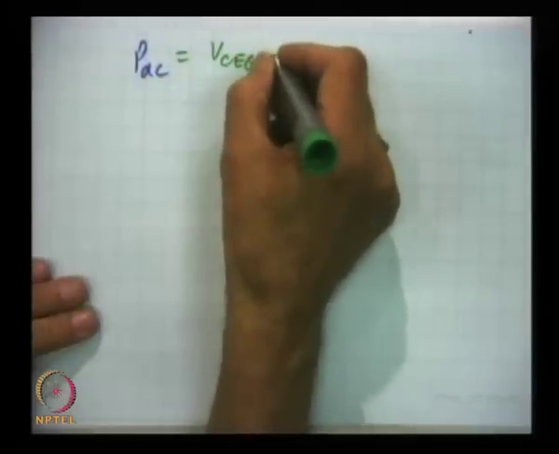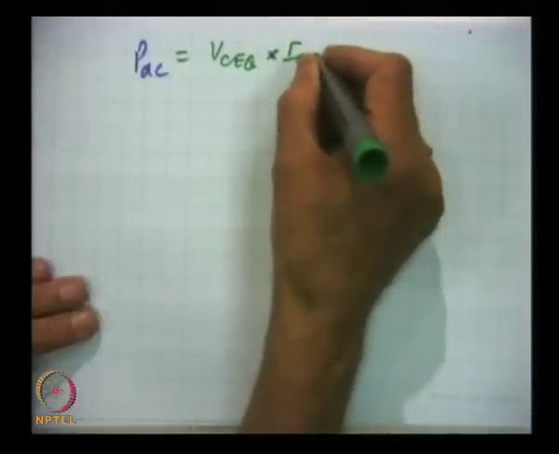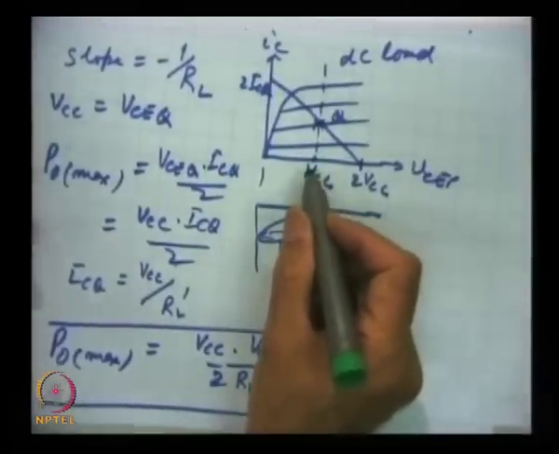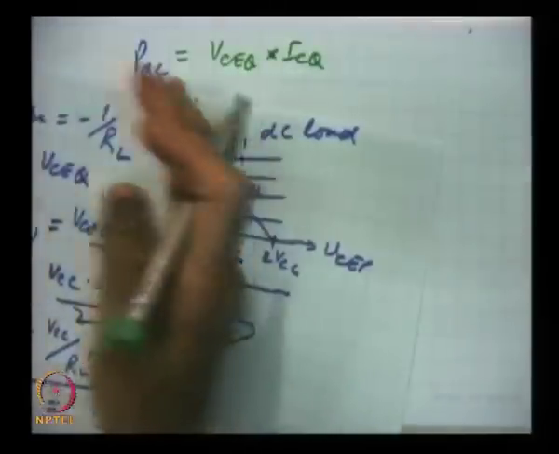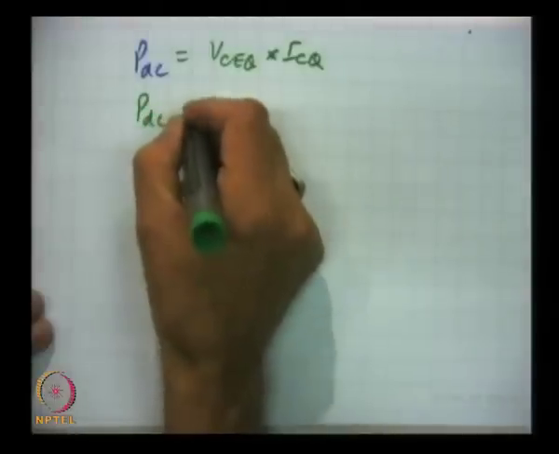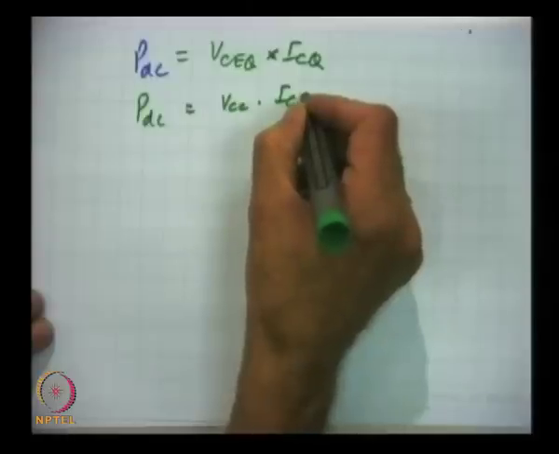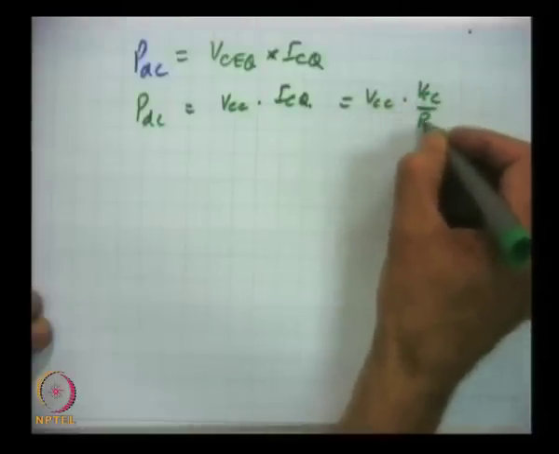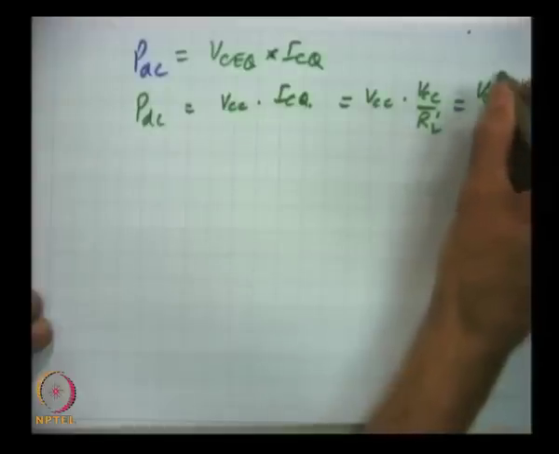And DC power is VCEQ into ICQ. But as I said, in the earlier case, half of the power was being taken by the resistance RC. But now that resistance has been replaced with almost zero resistance of the primary of the transformer. Hence, we are saving that much consumption. So PDC is VCC into ICQ. And ICQ we replace by the expression VCC by RL prime. So this is equal to VCC square by RL prime.